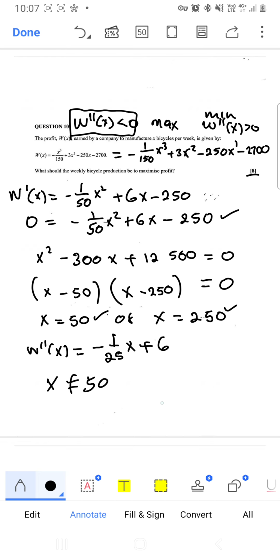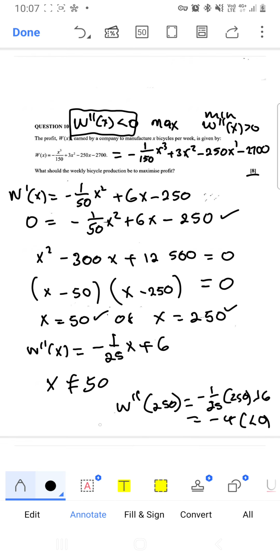So it means if we say the second derivative of W of 250 is equal to negative 1 divided by 25 into 250 plus 6, we get negative 4. This is less than 0. Therefore, to maximize the profit, x must be equal to 250.